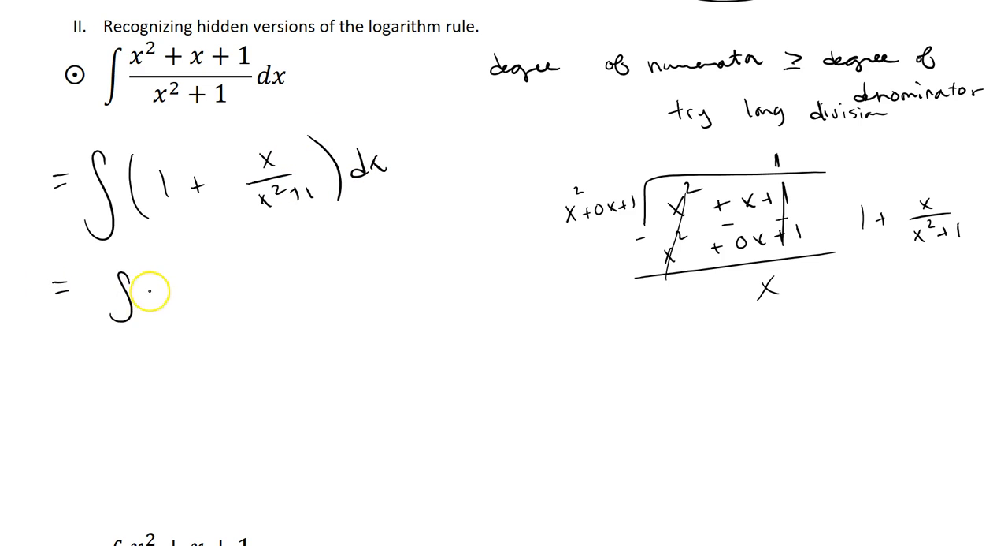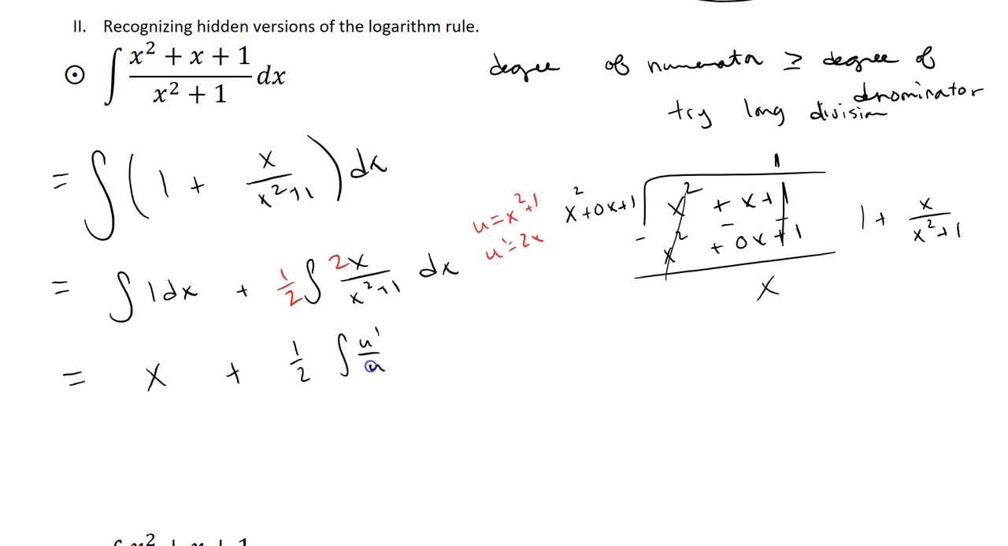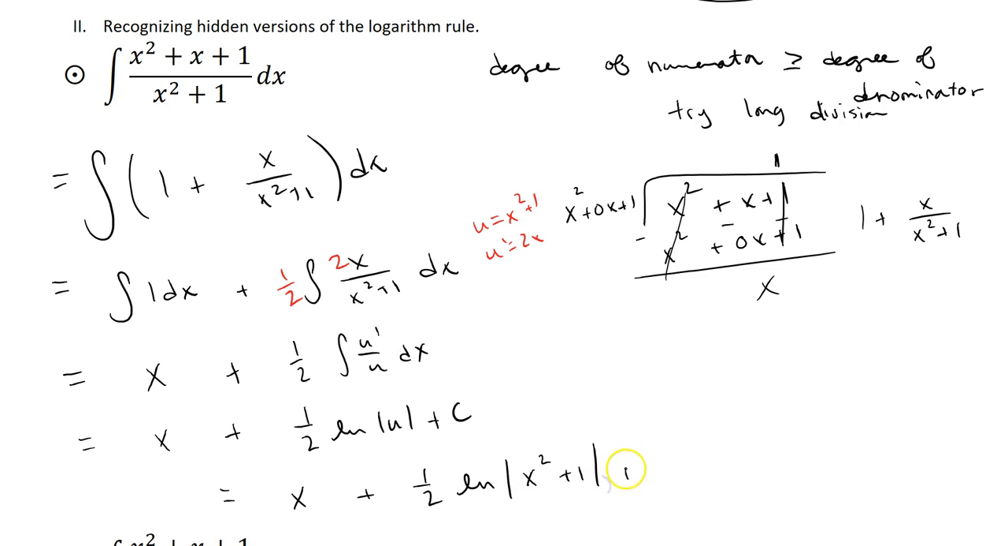Or if I split it up into 2, I'd have the integral of 1 dx plus the integral of x divided by x squared plus 1 with respect to x. The integral of 1 is just x. In this case, if I let u be equal to x squared plus 1, u prime would be 2x, so I need a 2 here, which means I need to multiply by 1/2 on the outside to cancel it. So this becomes 1/2 times the integral of u prime over u dx, or x plus 1/2 times the natural log of the absolute value of u plus c, and that u is x squared plus 1 plus c.